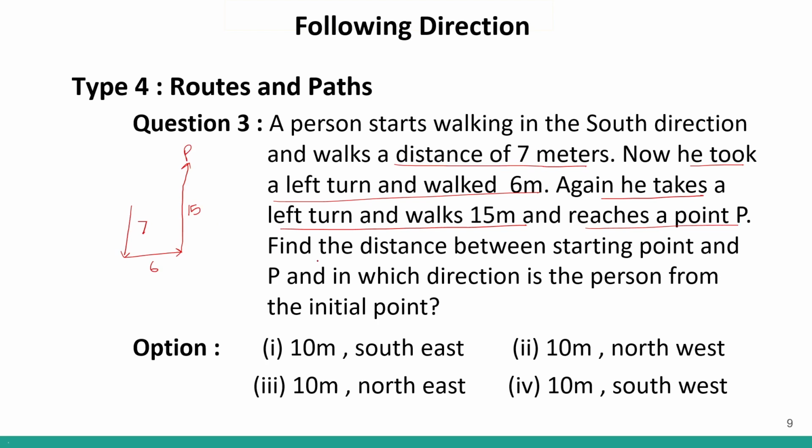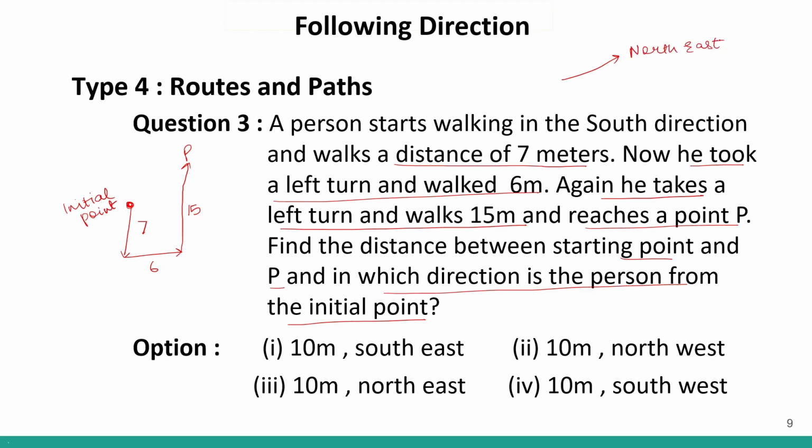Find the distance between the starting point and P. So from this point to this point, and in which direction is the person from the initial point. So this was the initial point, right? From this point, the person is in which direction? The person is in this direction, and this direction is the northeast direction.